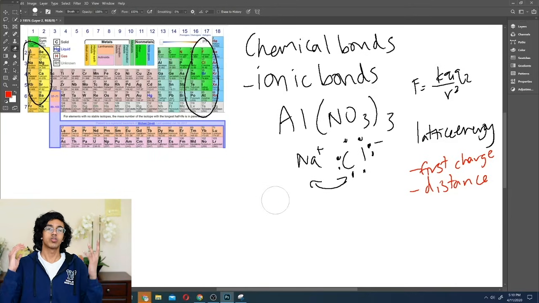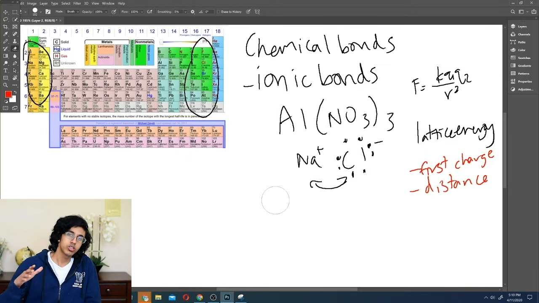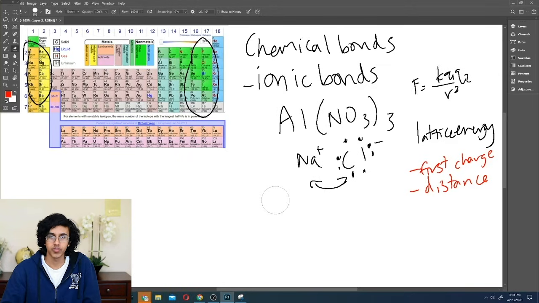Why is this relevant, huh? Well, you can determine the relative boiling points of things just by looking at lattice energy, because in order to boil or melt something, you have to overcome the forces that hold the atoms together, right?